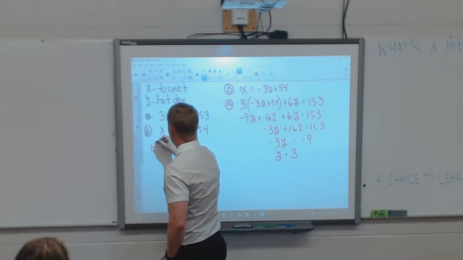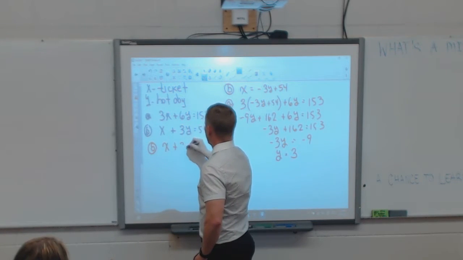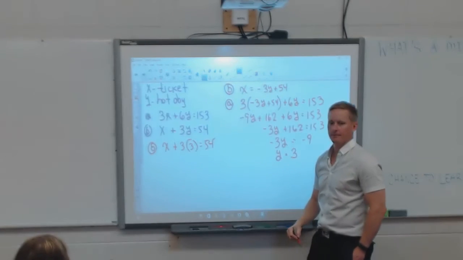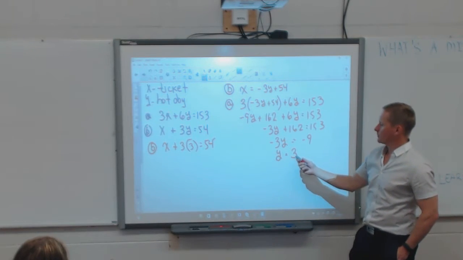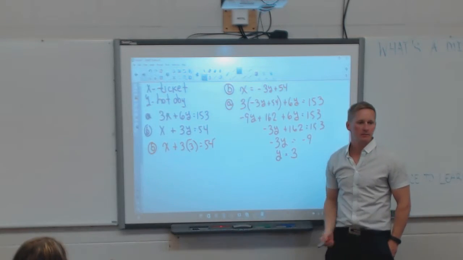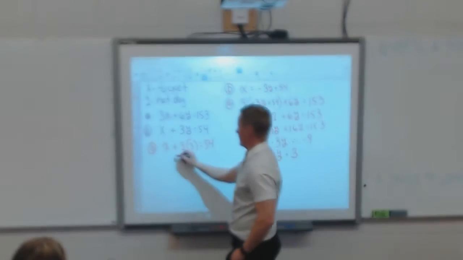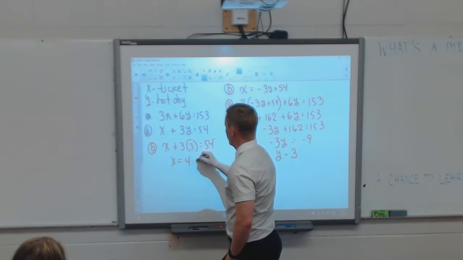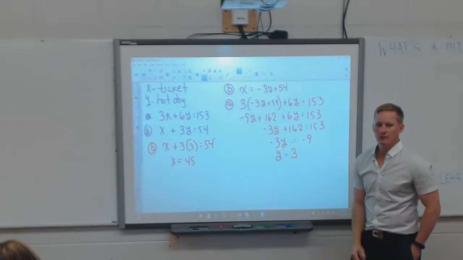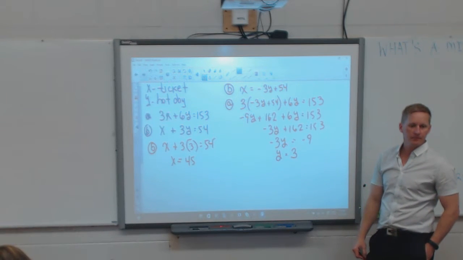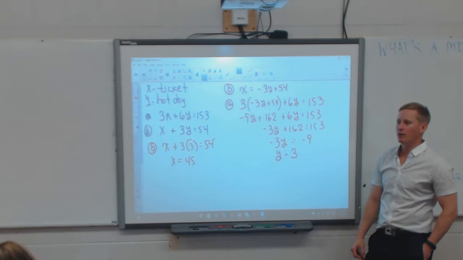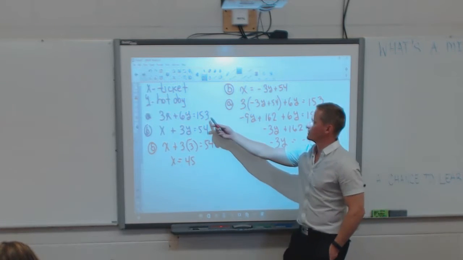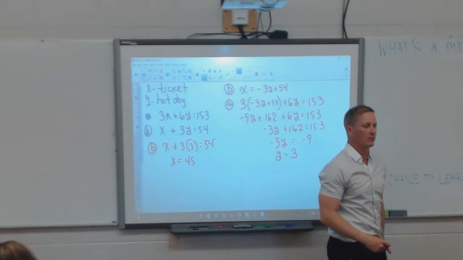Let's find out how much a ticket is then. I'm going to use B, because that was the easier one. X plus 3 times 3 equals 54. Again, notice what's in the brackets, what I'm substituting. X is equal to 54 subtract 9, which is 45. So a ticket was $45 and a hot dog was $3, and I got that because this is where these two lines would intersect if I were to draw them.